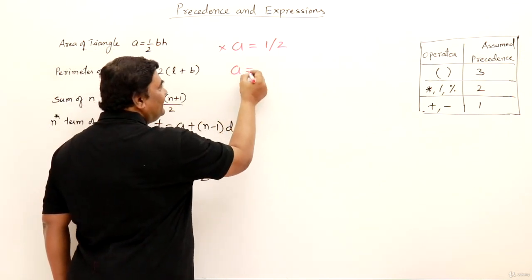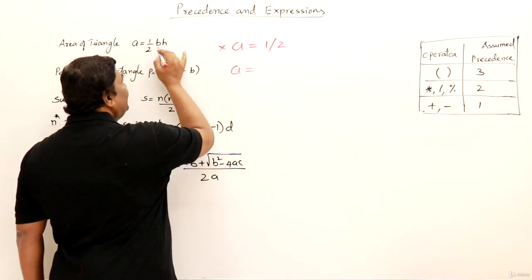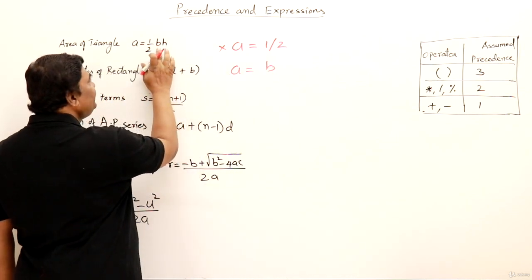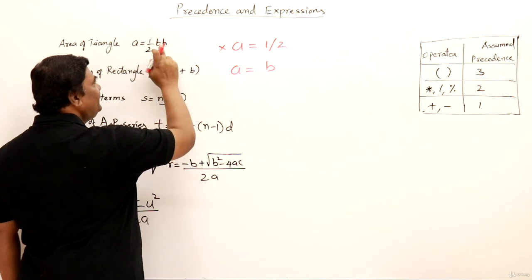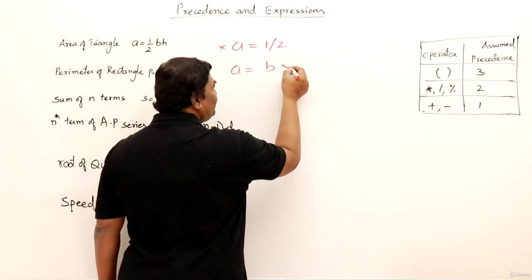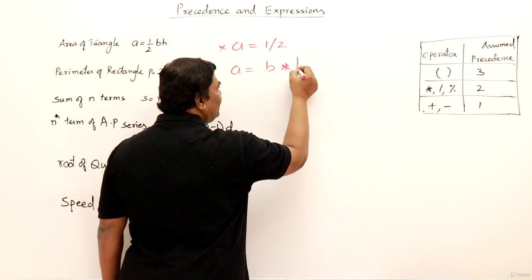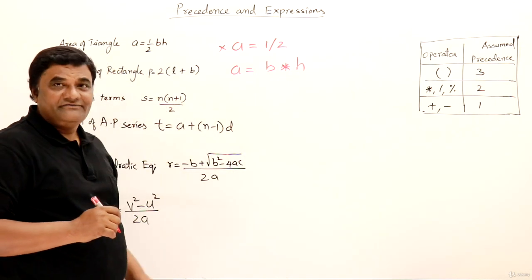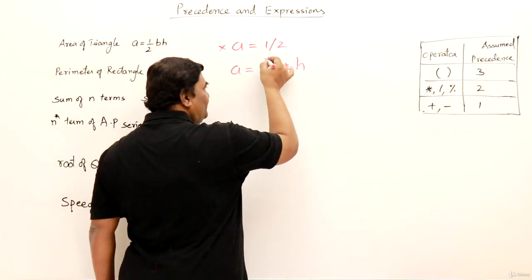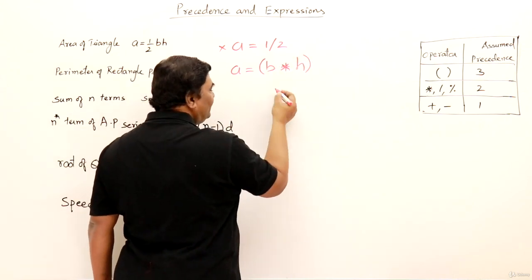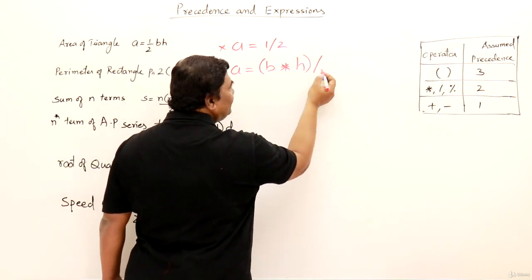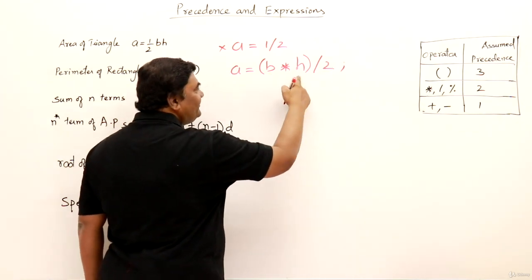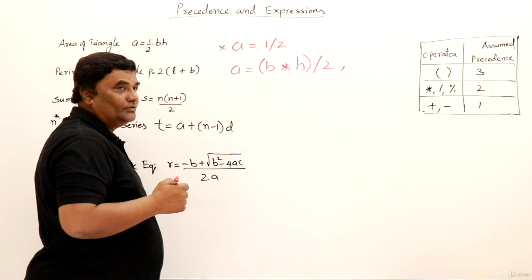Then next, first write base into height. So base into height, where is into? In mathematics we understand that if nothing is there in between, multiplication is there. But in a C++ program you cannot leave it like that. So you have to write down into, that is multiplication. Base into height is written first. Then this thing, if you want, you can enclose in brackets, otherwise no need, because after that division will be done. So this is the perfect formula: base into height, whole thing divided by 2.